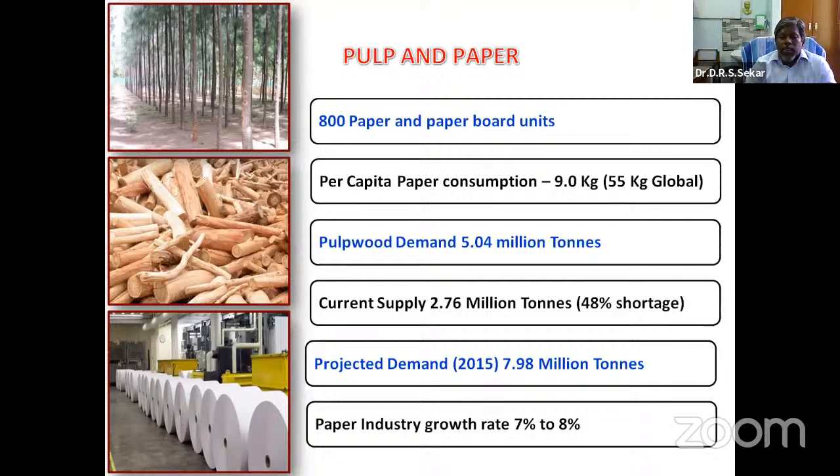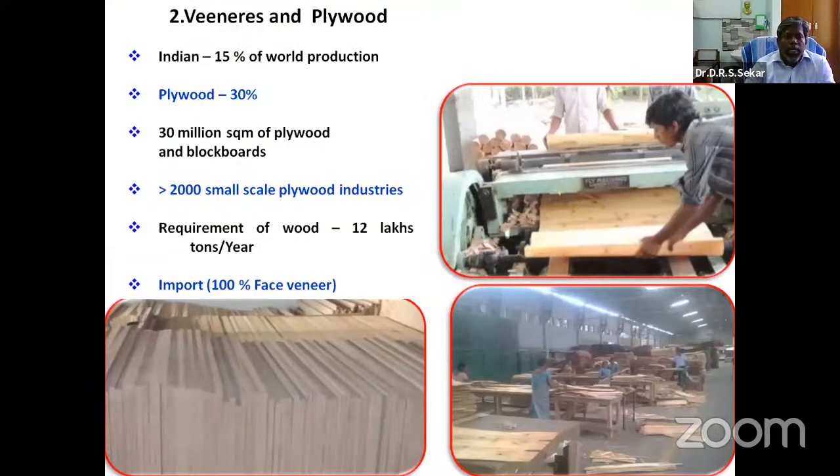The projected demand is around 7.98 million tons. The paper industry's growth keeps on increasing through various schemes, like Sarva Shiksha Abhiyan, extending the reach out to the rural villages. All these countries keep on increasing. Then another industry is veneer and plywood.